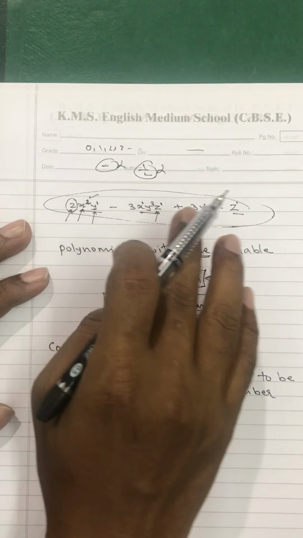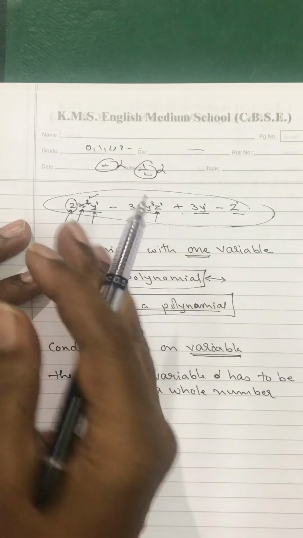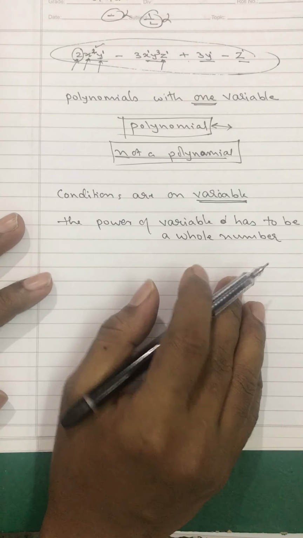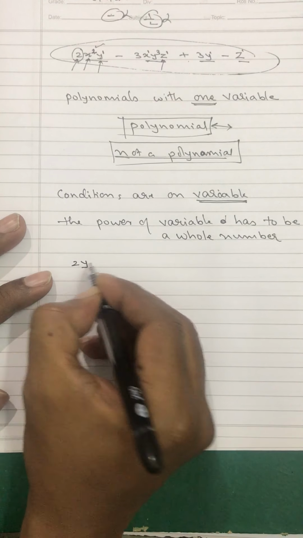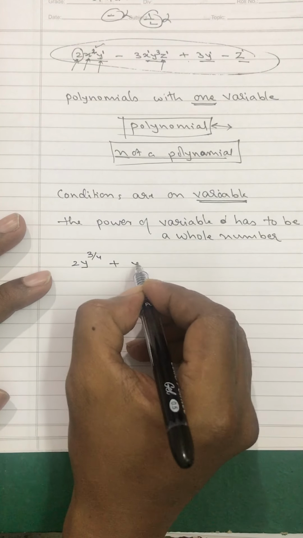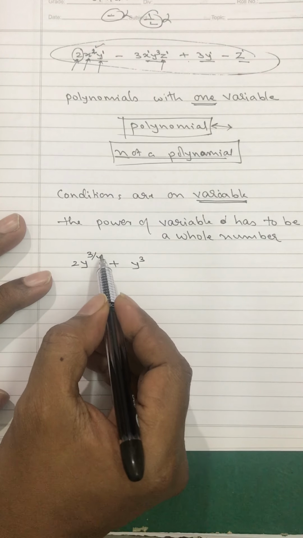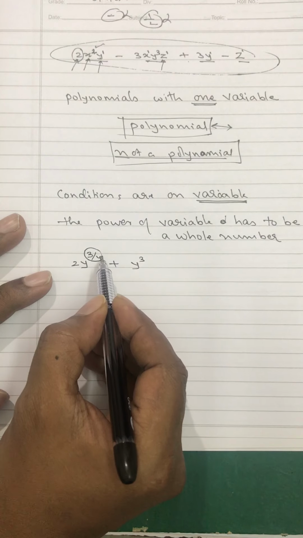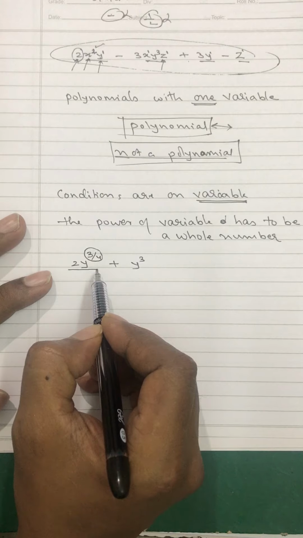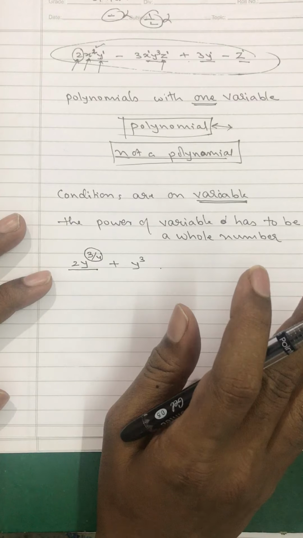So basically this can be a polynomial, but this is not a polynomial in one variable. It has got three variables. So that is what you have to see. Supposing I have 2y raised to the power of 3 upon 4 plus y cube. So this will not be a polynomial because the power of the variable is not a whole number. In the term 2y raised to the power of 3 upon 4, the power of the variable is not a whole number. That's why this is not a polynomial.